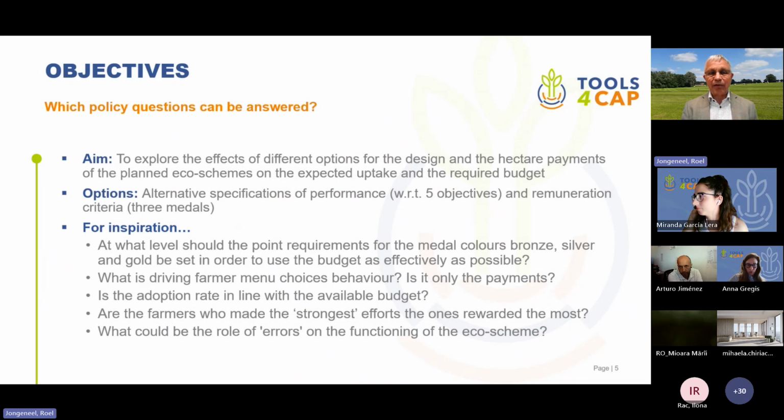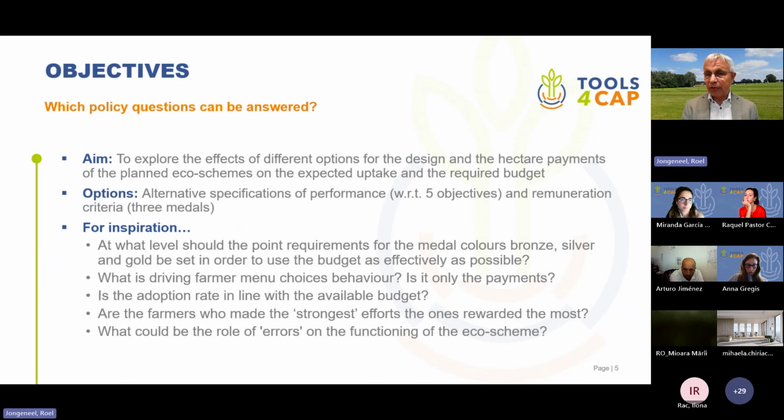The aim of our case study was actually to explore the effects of different options in designing or changing the scheme. As you know, member states are allowed to change the eco scheme over the first years based on experience, but the government would like to have more information on that, regarding the uptake, but also what it would mean when you change some criteria. So we focused on alternative specification of performance criteria, with these objectives, but also remuneration criteria.